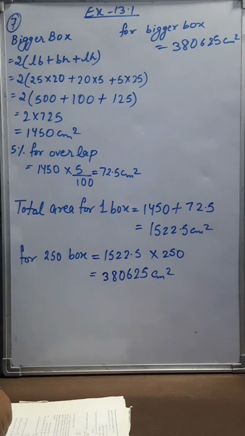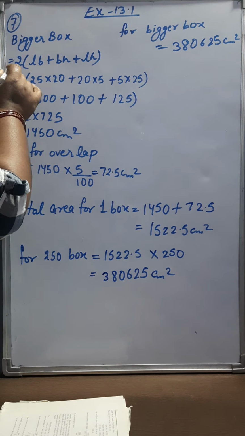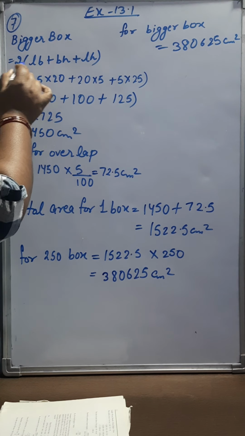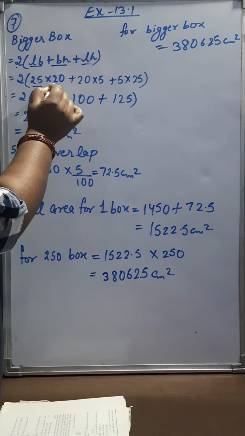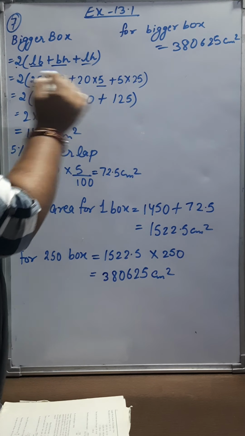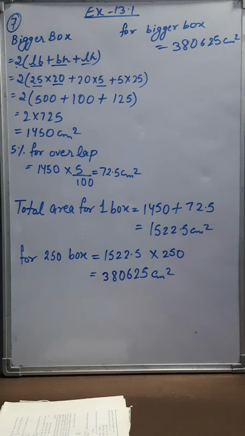So here you can see there are two size boxes, the bigger one and the smaller one. So in total we have to make 250 boxes of each kind. So we are calculating for the bigger box, for making one box, how much area of cardboard is required. For that I have used the formula of total surface area. It is 2(LB plus BH plus LH). L is 25 cm, B 20 cm, height is 5 cm. So all the values are substituted.